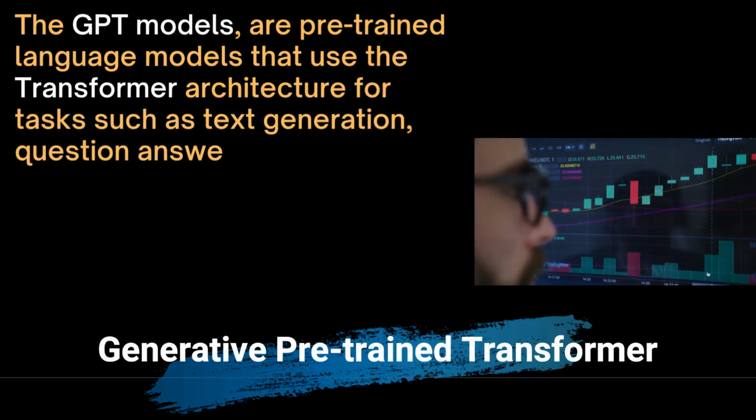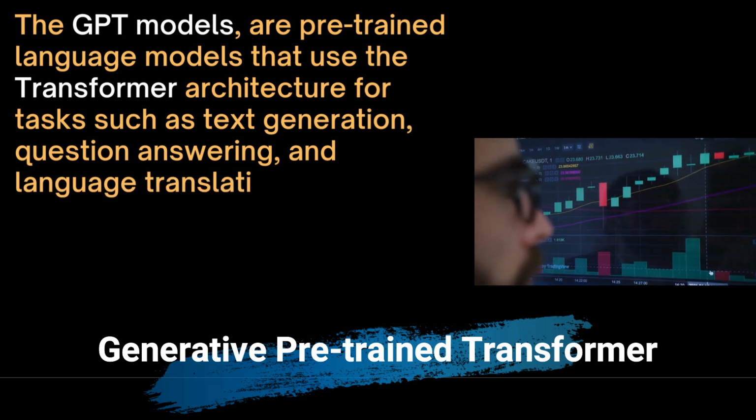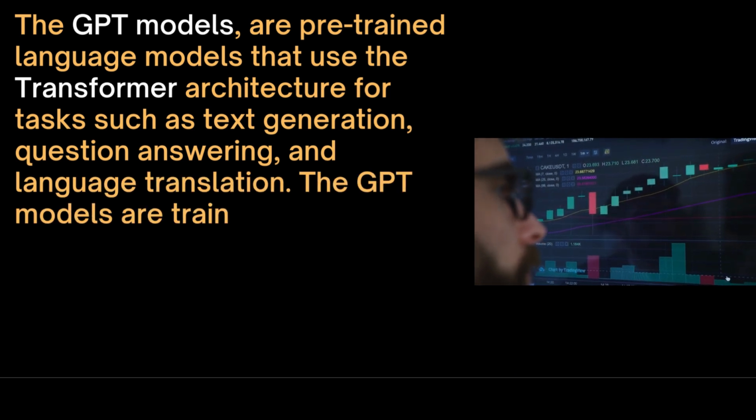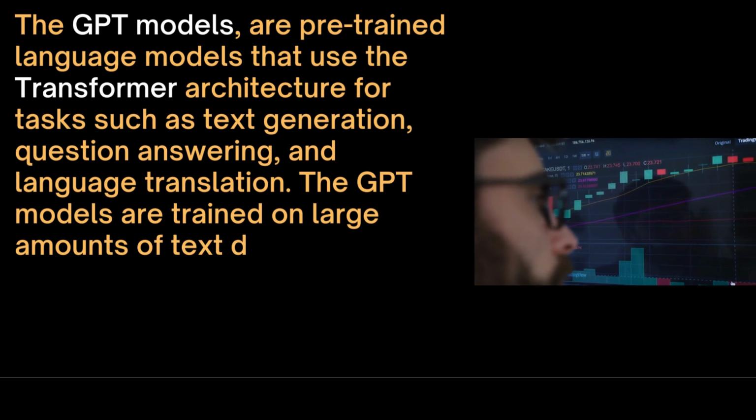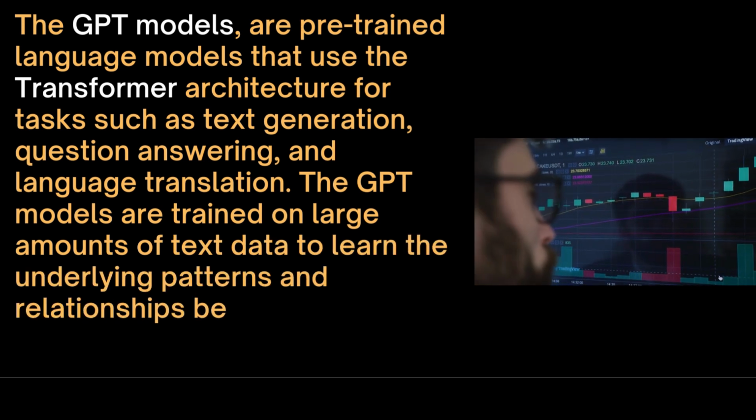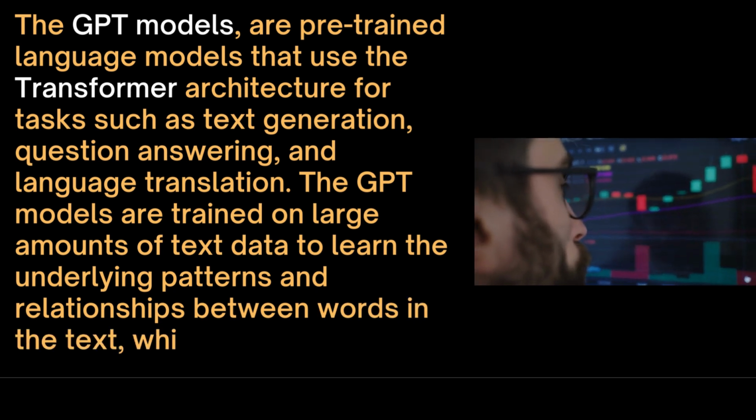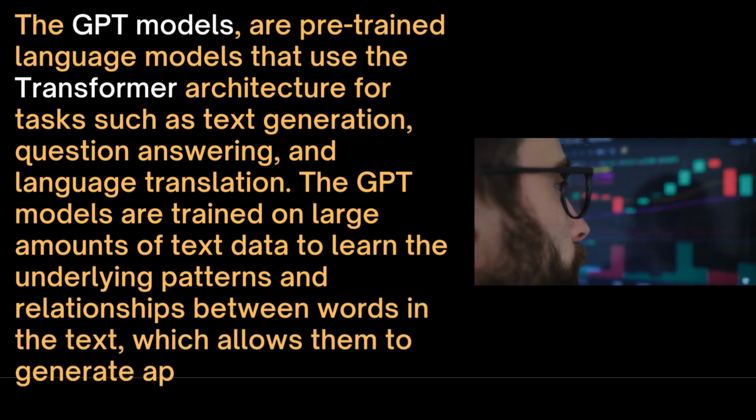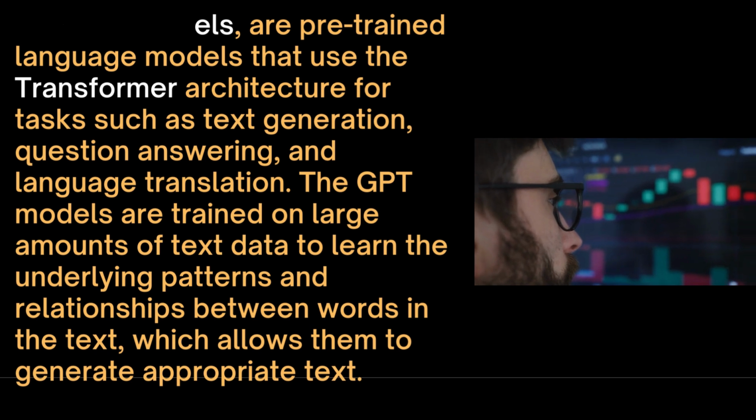The GPT models are pre-trained language models that use the transformer architecture for tasks such as text generation, question answering, and language translation. The GPT models are trained on large amounts of text data to learn the underlying patterns and relationships between words in the text, which allows them to generate appropriate text.